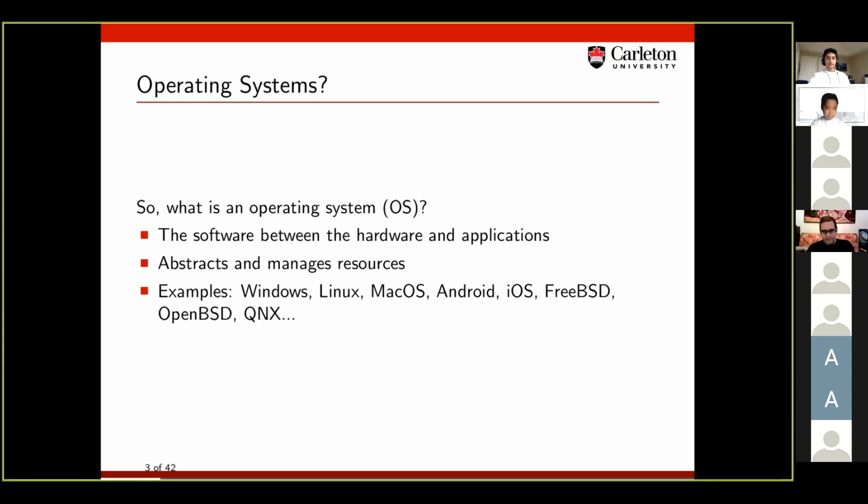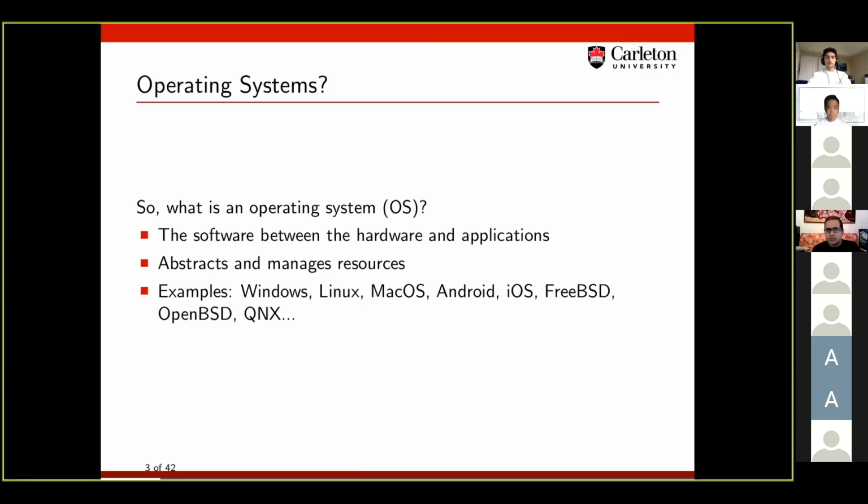What's an operating system? It's fundamentally the software that's between the hardware and the applications you run. That means that the resources the hardware provides, it has to abstract away and manage. So you don't deal with dynamic RAM, you don't deal with disks, we deal with files and running programs and other things. Operating systems make that happen.